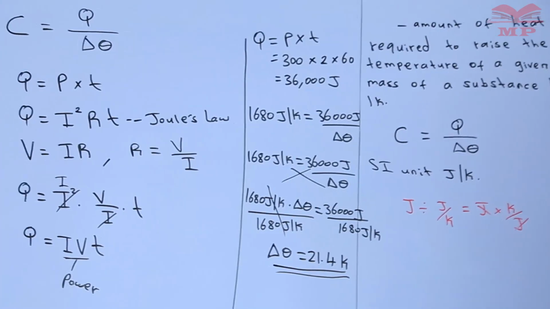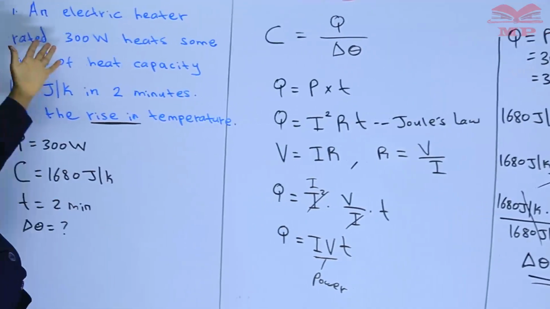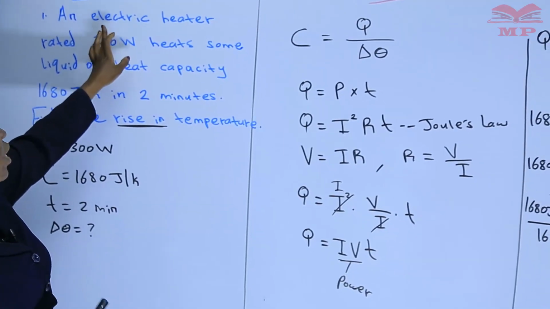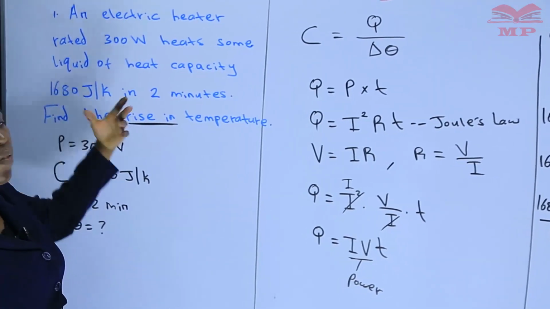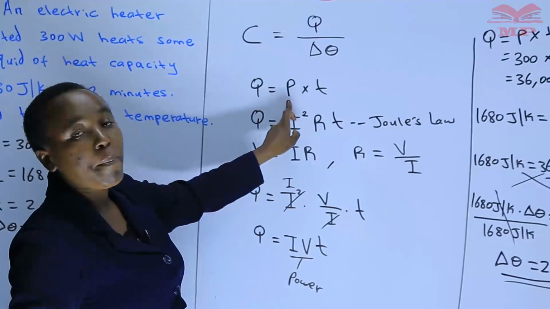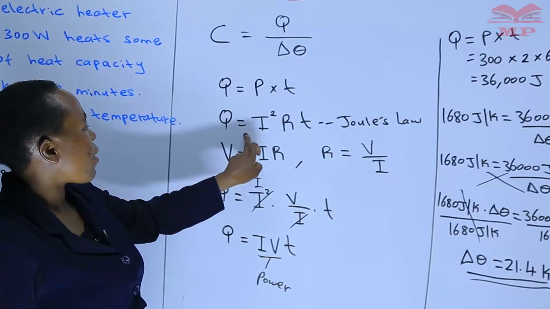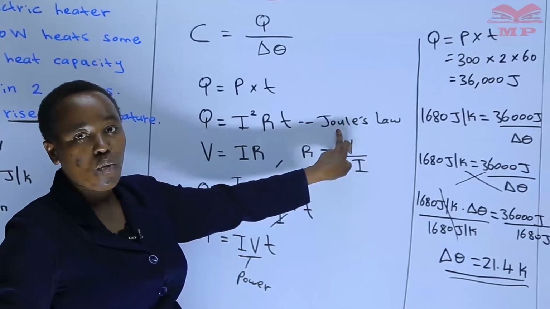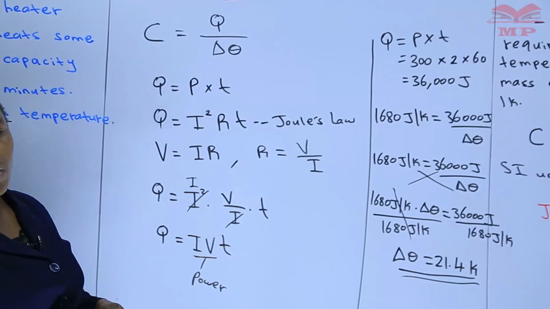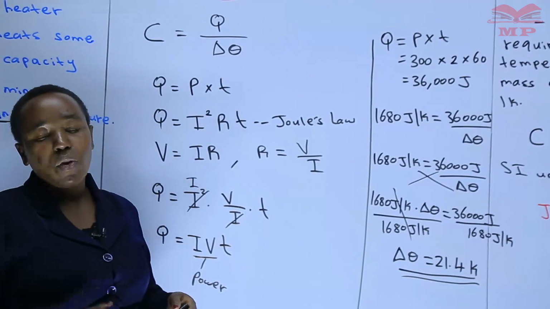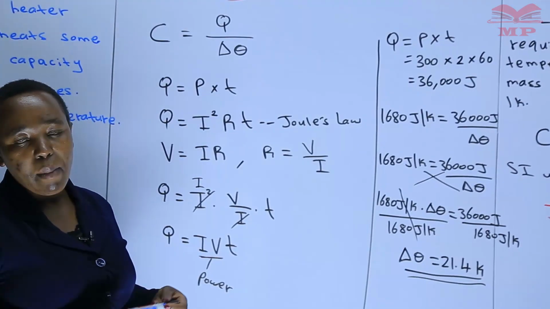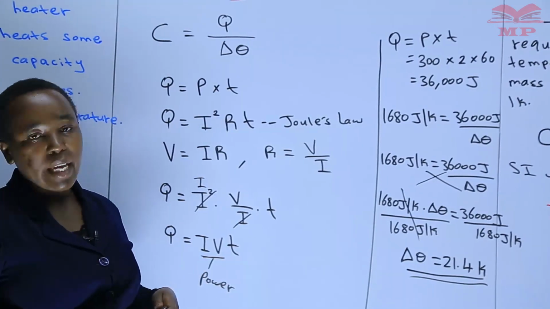So you can be given a question. It can also be one testing on the electrical method of heating, whereby we'll be talking of the power rating and therefore heat energy being given by power times time. And I have explained this from Joule's law, from the heating effect of an electric current. So that is it on heat capacity, the amount of heat energy required to raise the temperature of a given mass of a substance by 1 Kelvin.